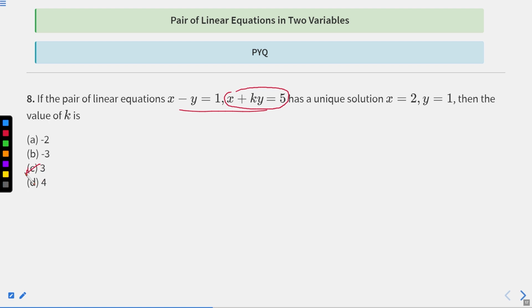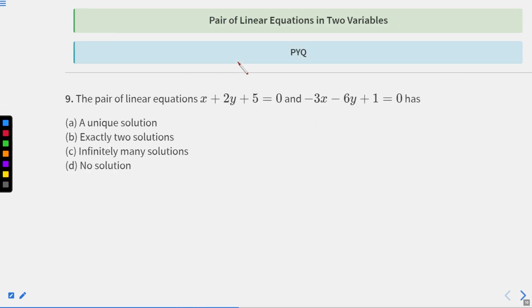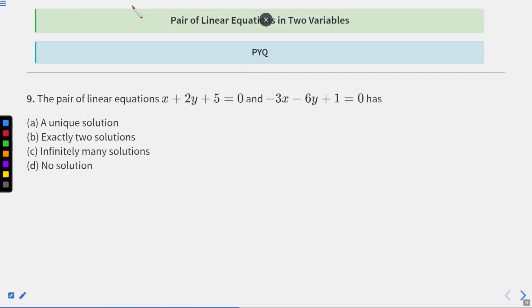the correct answer. So now students, let us move to question number 9. In question number 9 we are given the pair of linear equations x + 2y + 5 = 0 and -3x - 6y + 1 = 0.